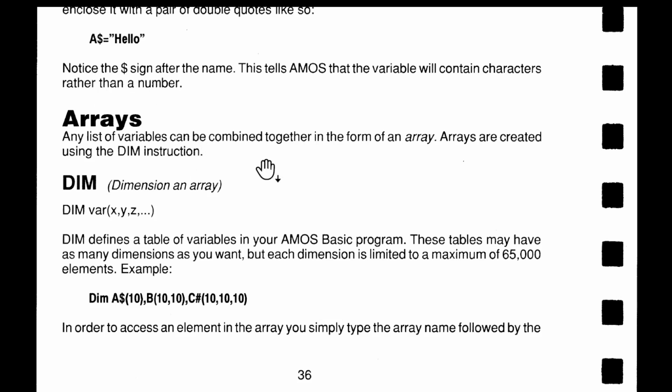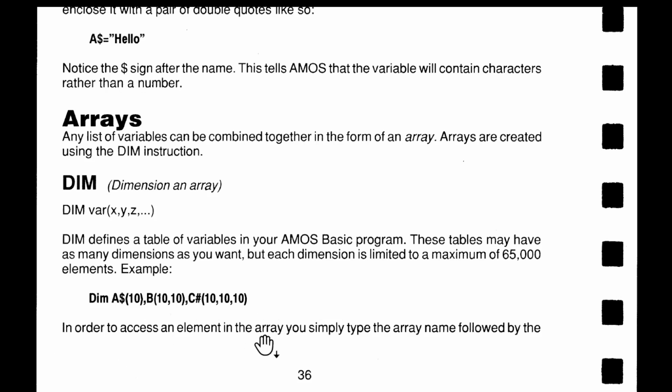Arrays. Any list of variables can be combined together in the form of an array. Arrays are created using the Dim instruction. Dim, dimension an array. Dim var(xyz). Dim defines a table of variables in your AMOS Basic program. These tables may have as many dimensions as you want, but each dimension is limited to a maximum of 65,000 elements. Example: Dim A$(10), B(10,10), C#(10,10,10).